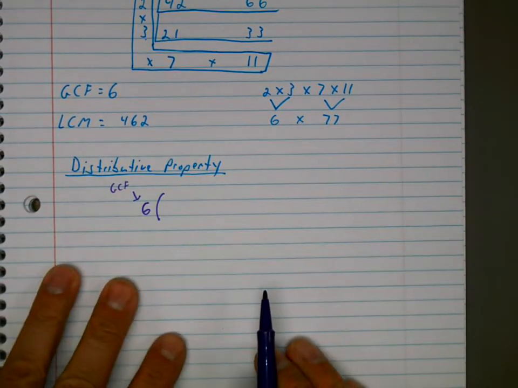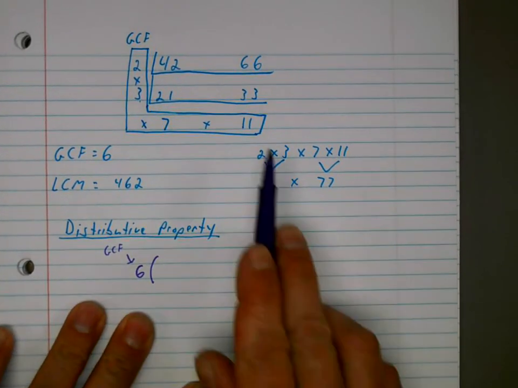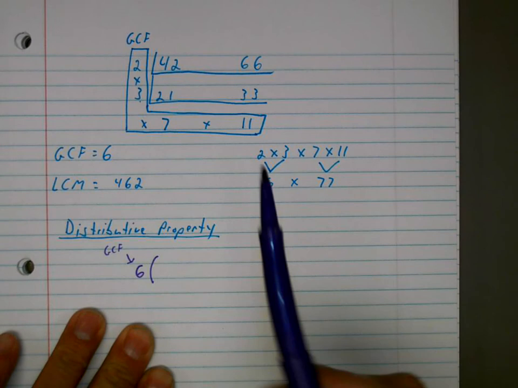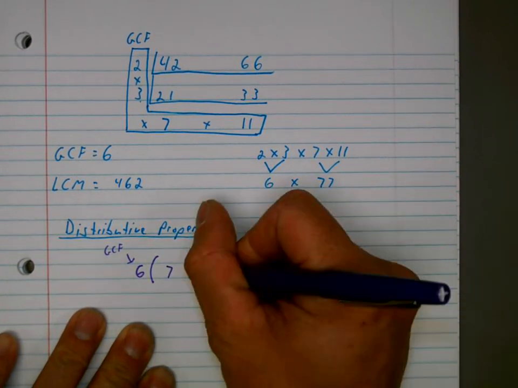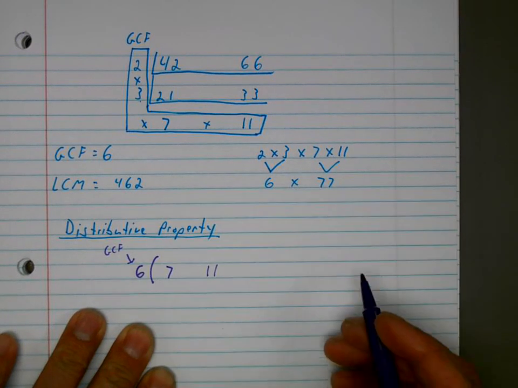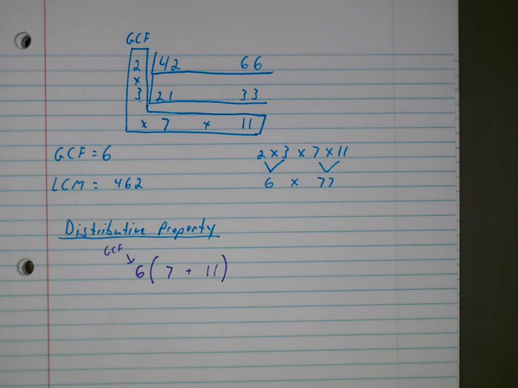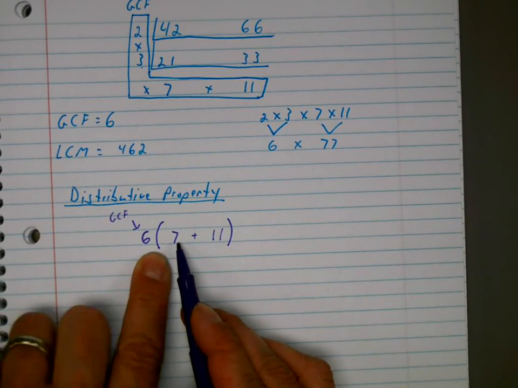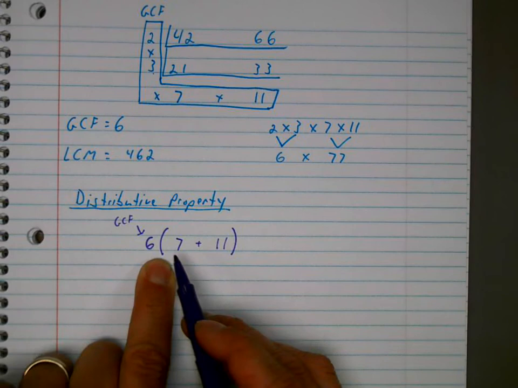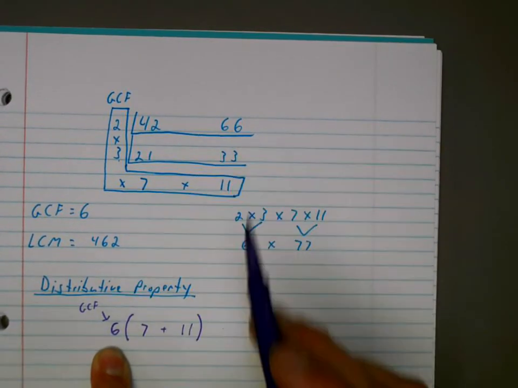Then on the inside, we're going to take our final 2 prime numbers. So our final 2 prime numbers are 7 and 11. And right in between there, we're going to put a plus sign. We'll close the parentheses. So if I were to actually distribute this through, I would multiply 6 times 7, and I'd get 42. And then I could multiply 6 times 11, and I would get 66.